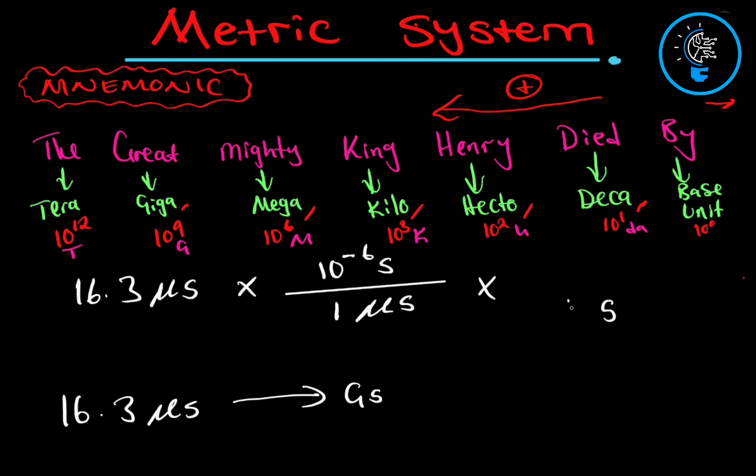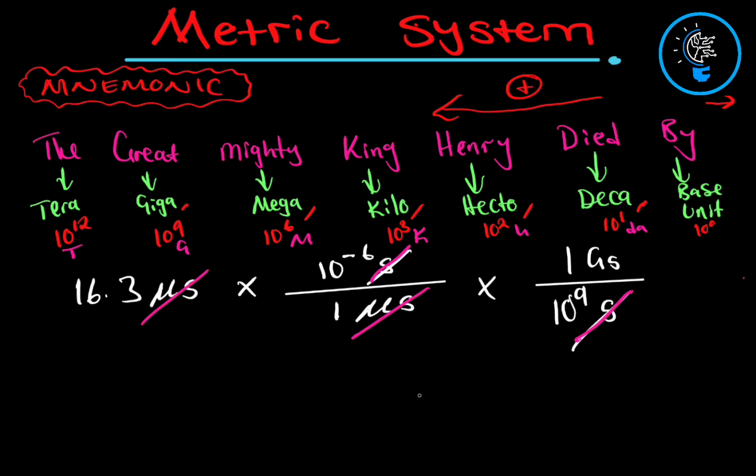This time we are converting it into giga, so it will be 10 to the power 9 on top, since giga is related to 9. Then here we're going to have 1 gigasecond. This one and that will cancel. So we are going to remain with gigaseconds as our unit. So we can write it in advance.